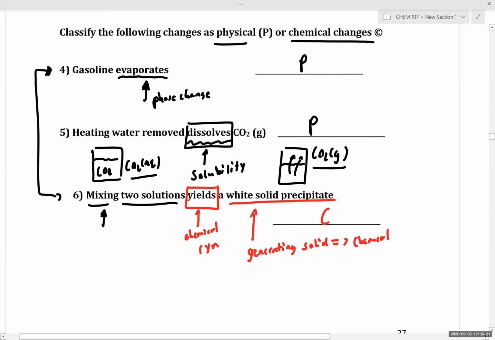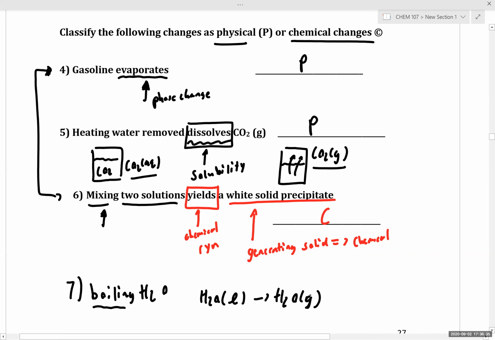Someone had a question, boiling water. So boiling water, just as a bonus example. So boiling, we're going from H2O liquid to H2O gas. Does the chemical formula change? Yep, and since the chemical formula stays the same, this would be a physical change. Phase changes are physical changes. Did that address your question? Not that the equation stays the same, but that the formula stays the same.